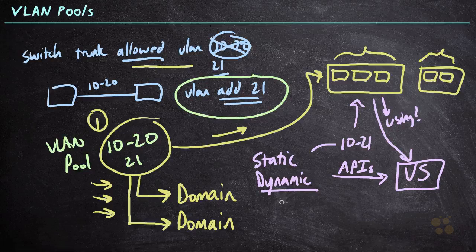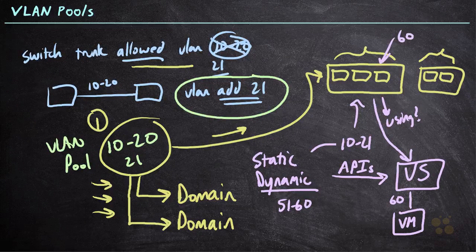So for example, let's make a dynamic pool that has VLANs 51 through 60 in it. And let's say a new virtual machine comes online in our hypervisor environment. Well, ACI can leverage the APIs to add VLAN 60 to that interface and also add VLAN 60 to the interface up here. Or maybe it picks 59, or maybe it picks 53. We don't have to worry about it anymore. It's dynamic, ACI handles it for us, and it's one less thing we have to worry about.